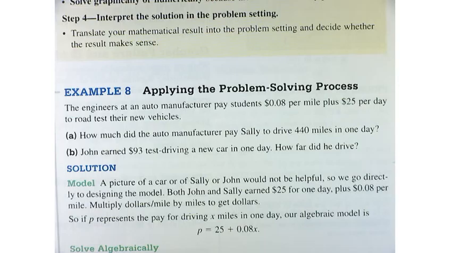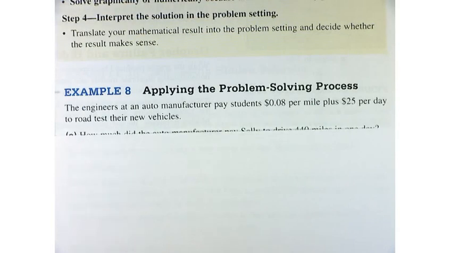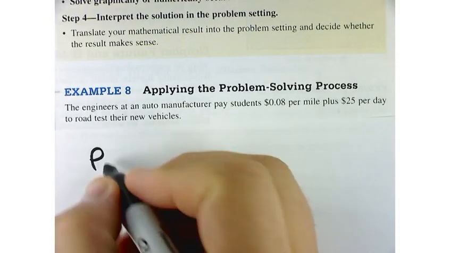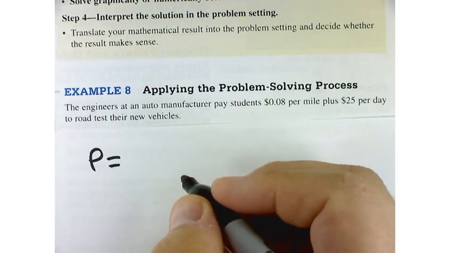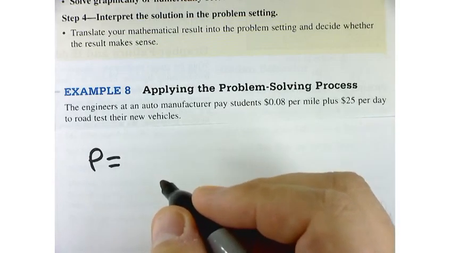$93 test driving in one day. So how far did he drive? So let's write some of this stuff down. We need an equation. So what did they get paid? Well, their pay was equal to $25 per one day. Does that change at all?